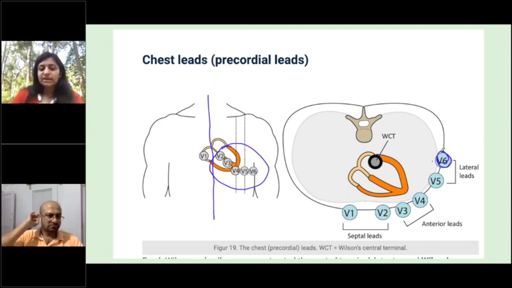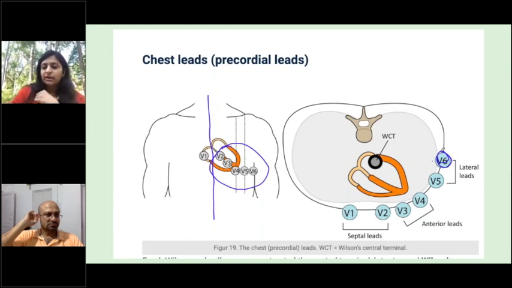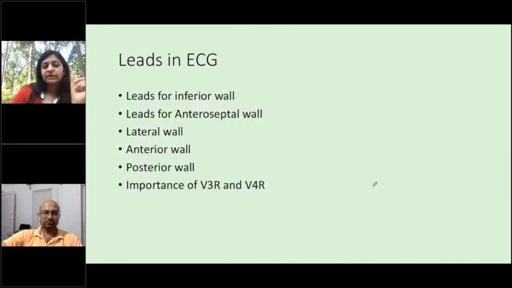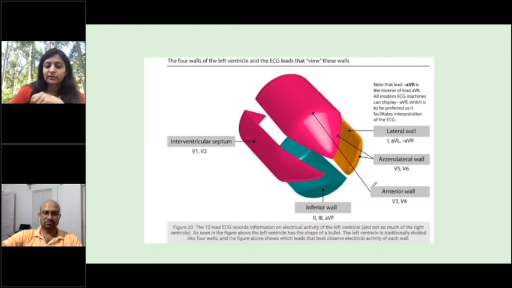That is why we name these leads as lateral leads, which look at the lateral wall of the left ventricle, so V5 and V6 in the precordial leads are lateral leads. V3 and V4 are looking at the anterior wall, so they are anterior leads. V1 and V2 are looking at the septum. That is why they are called septal leads. And like Prabhat said, these were named by Wilson, so they're just called Wilson central terminal. We will see it again in the next slide. That is why we have leads looking at specific areas of the heart.